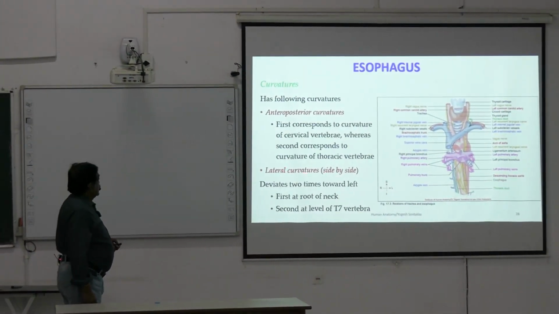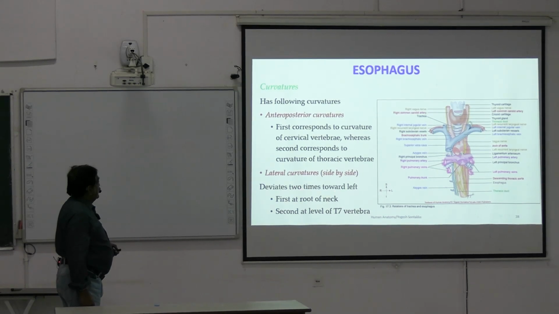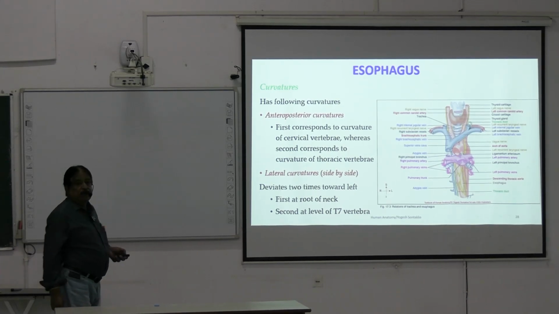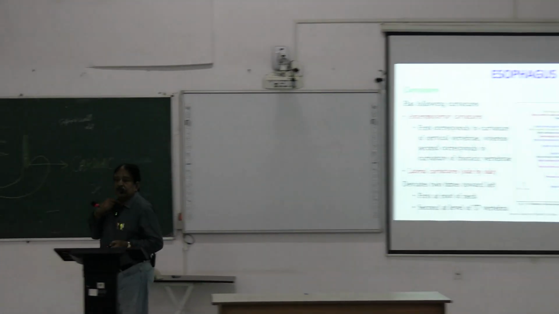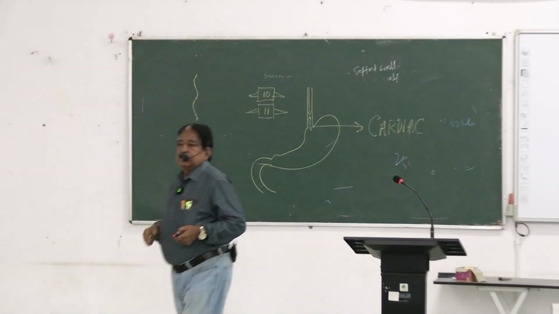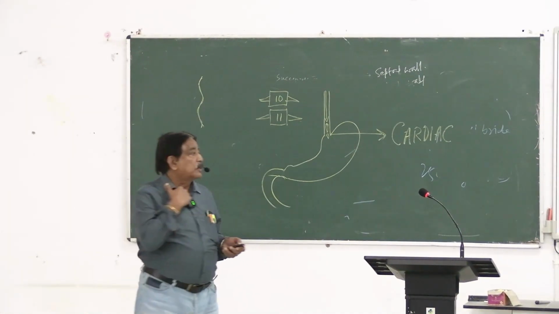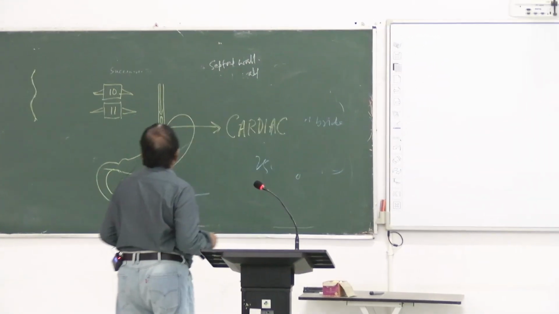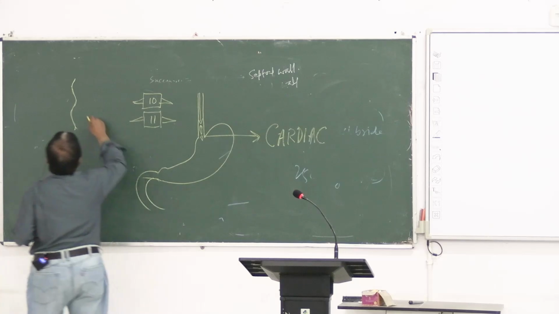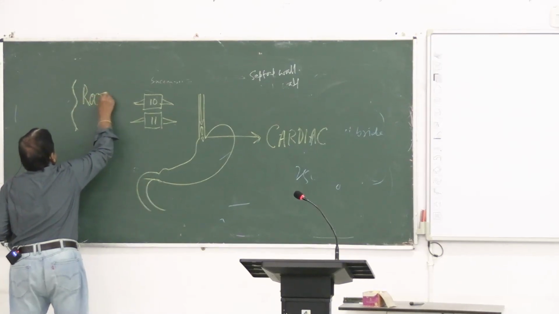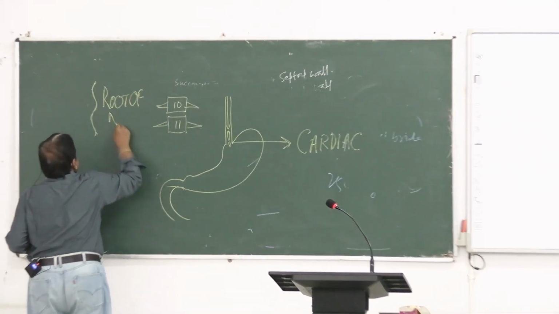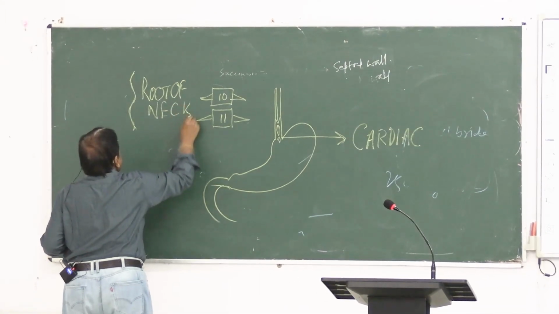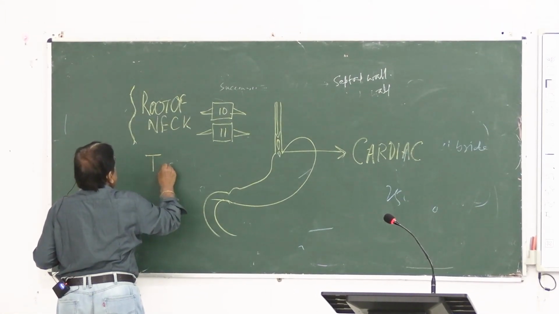And the lateral curvature: side by side it deviates 2 times toward the left. First at the root of the neck and second at the level of T7 vertebra. At the root of the neck, when you dissect the thorax, you see the root of the neck from there, and again at the level of T7.